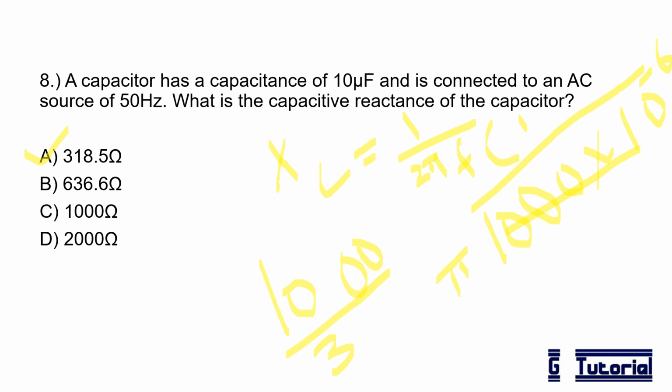Capacitive reactance Xc is given by 1 by omega C. Omega is 2 pi f, so 1 by 2 pi f C. Substituting for each of these values: pi as 3.14, f as 50, C as 10 microfarad.